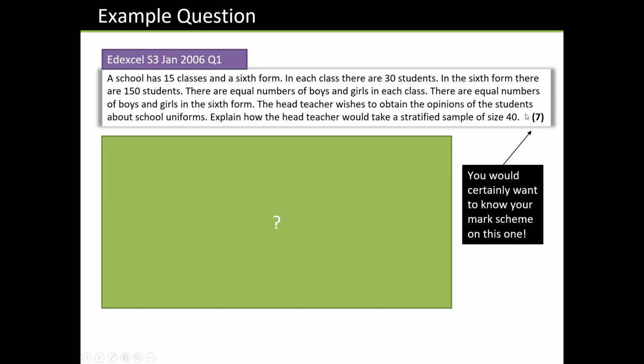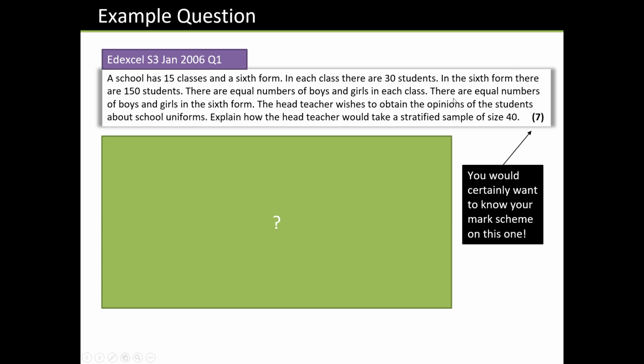A quick question on the board, so pause this one and have a go. It's unlikely really to be 7 marks. Pause it and we'll have a quick talk about it. So it says the school has 15 classes in the sixth form. In each there's 30. In the sixth form there are 150 students, equal number, lots and lots and lots of information.